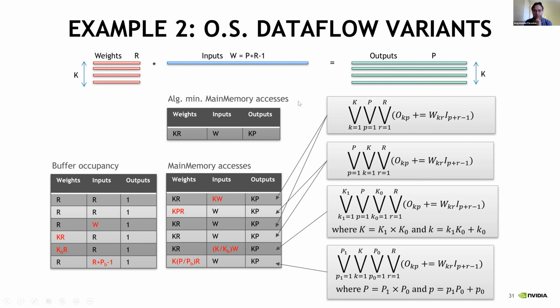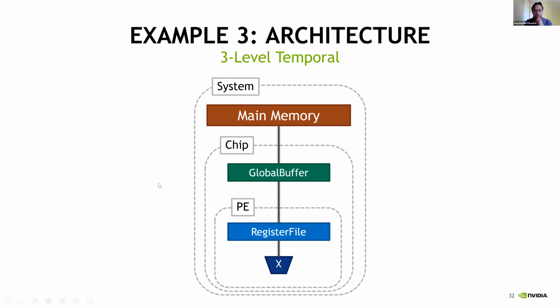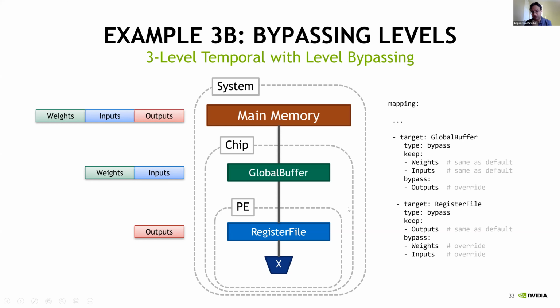Okay, so again, the point of the slide is, even though they're all output stationary at the innermost level, they're all different loop nests. And so when you think of stationarity, remember that it's a hierarchical concept. Okay, so moving on to an even more sophisticated architecture. You've done 2 levels now. 3 levels is basically a straightforward extension. There's nothing interesting. But what is interesting here is a new concept that we're introducing, which is called level bypassing.